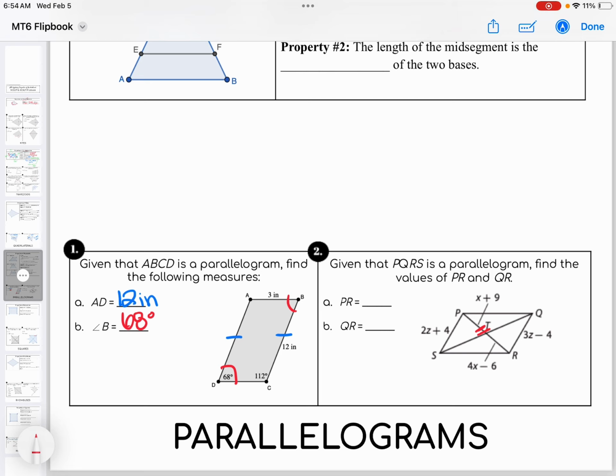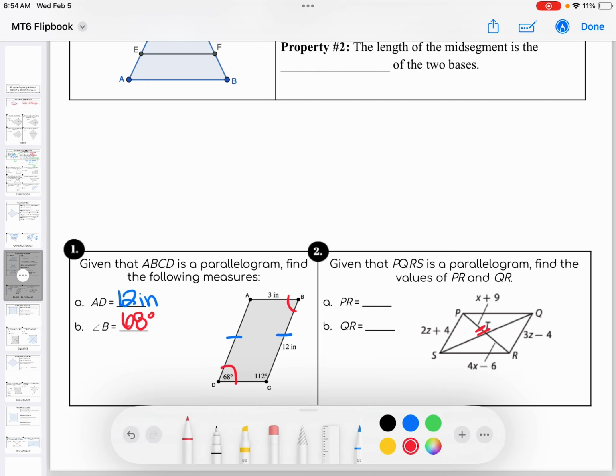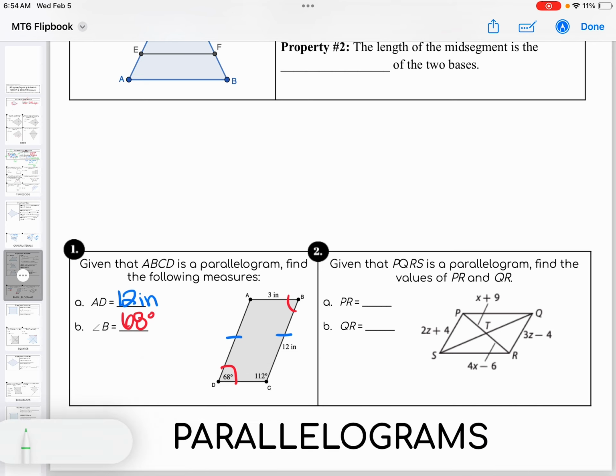well, in order to figure out what PR is, I first need to figure out what X is. Well, we also know that the diagonals inside of a parallelogram bisect each other. So we know that PT and RT, and let me use green to signify that, we know that PT is going to be congruent to RT. So we know those two things are equal to each other. So if we set them equal algebraically, we can figure out what our X is going to be, and that's going to help us to figure out what PR is.